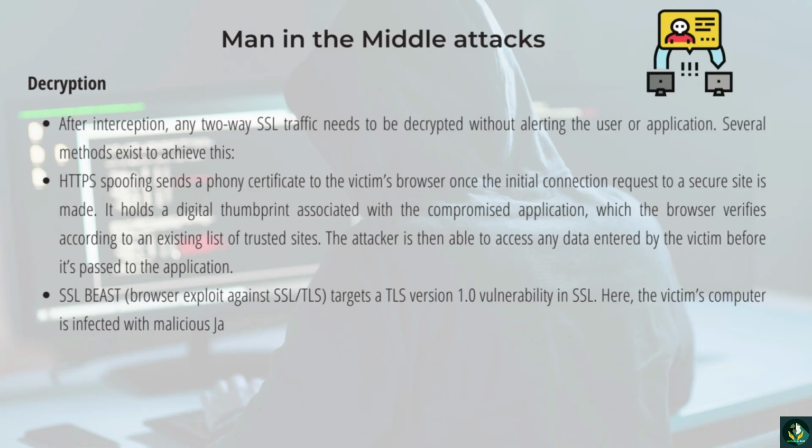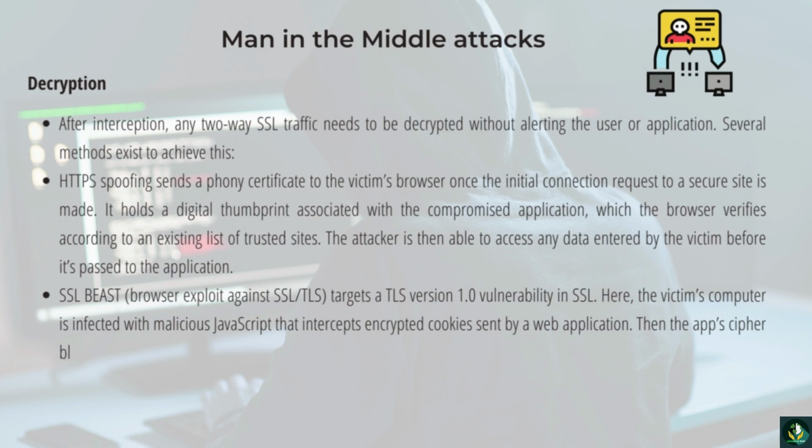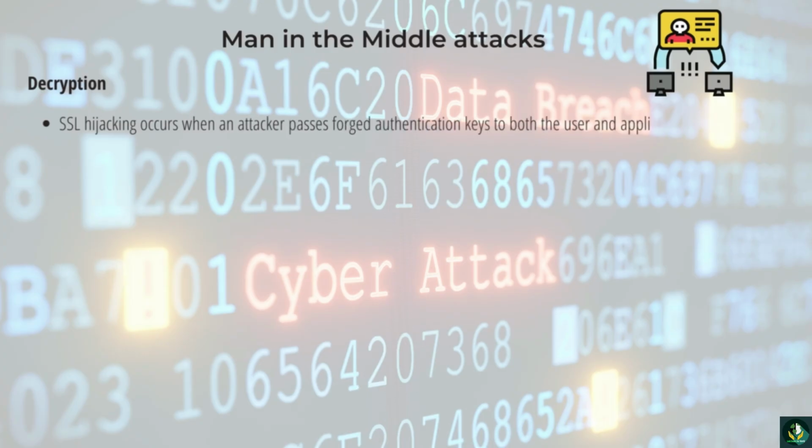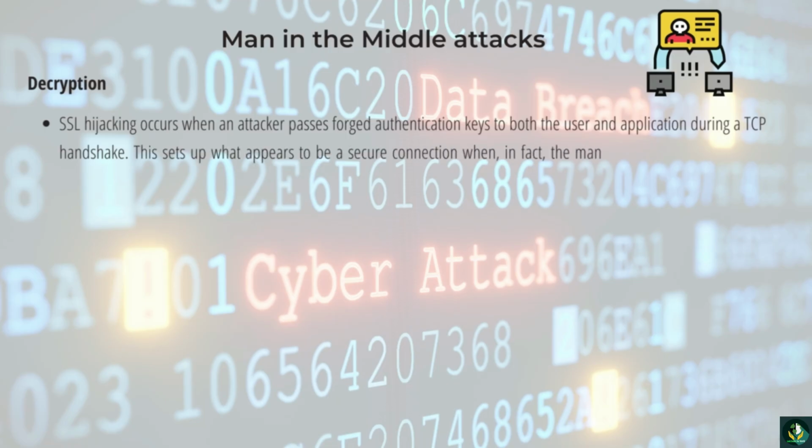SSL BEAST, browser exploit against SSL/TLS, targets a TLS version 1.0 vulnerability in SSL. Here, the victim's computer is infected with malicious JavaScript that intercepts encrypted cookies sent by a web application. Then the app's cipher block chaining, or CBC, is compromised so as to decrypt its cookies and authentication tokens. SSL hijacking occurs when an attacker passes forged authentication keys to both the user and application during a TCP handshake. This sets up what appears to be a secure connection when in fact the man in the middle controls the entire session.